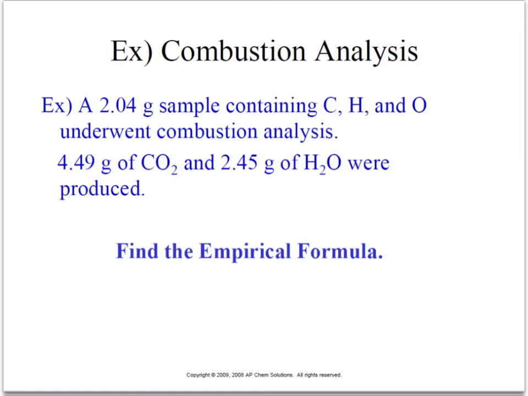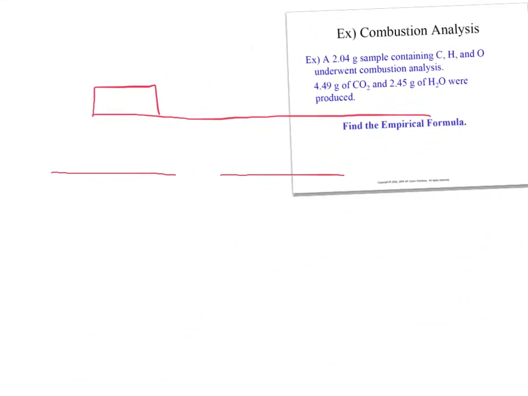So this first problem: 2.04 grams of a sample containing C, H, and O. So that right there is our unknown organic molecule. That's what's starting in the combustion chamber, and there's our known amount of it, 2.04 grams, and it underwent a combustion analysis. We got the mass of the carbon dioxide catcher, and we found out that it increased by 4.49 grams. That means we have 4.49 grams of carbon dioxide, and the water chamber increased by 2.45 grams, so we had 2.45 grams of H2O.